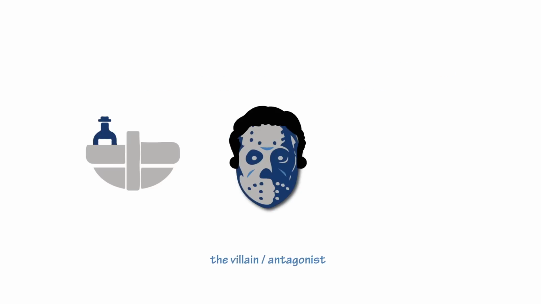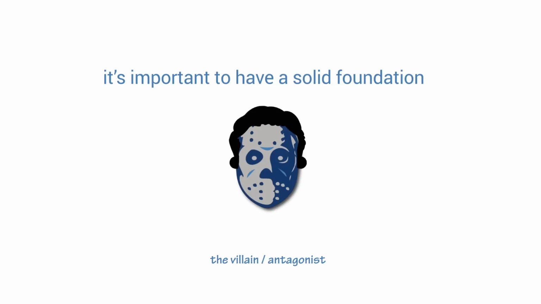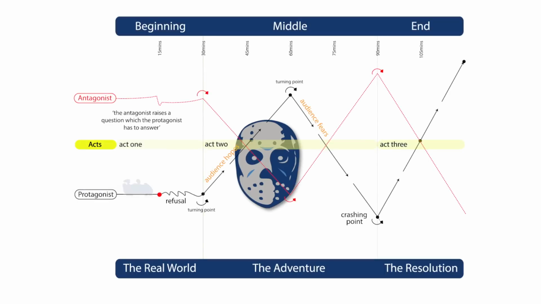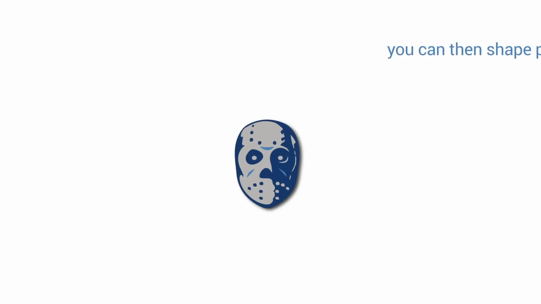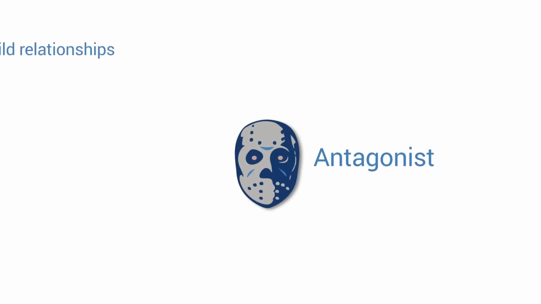At this stage, we're not visualizing hair color, accent, or what food they like. It's not the detail. In this video series, we're going to explore how to build the foundations of your characters and how the principal cast will work together to take the audience on an emotional roller coaster. Once you have a cast in place, you can layer on the characterization, you can shape personality, and then build relationships. So let's start where every story begins, with an antagonist.